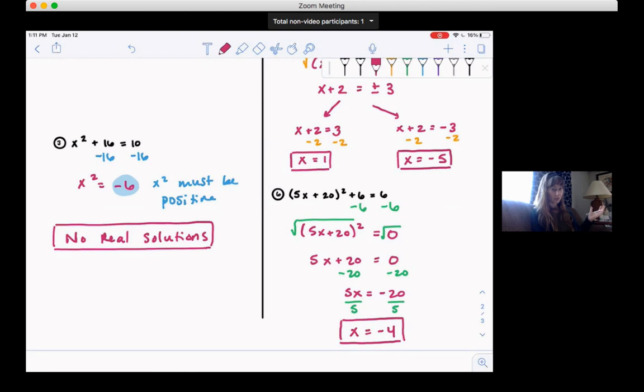All right, so that's it for lesson 3.1, solving basic quadratic equations.